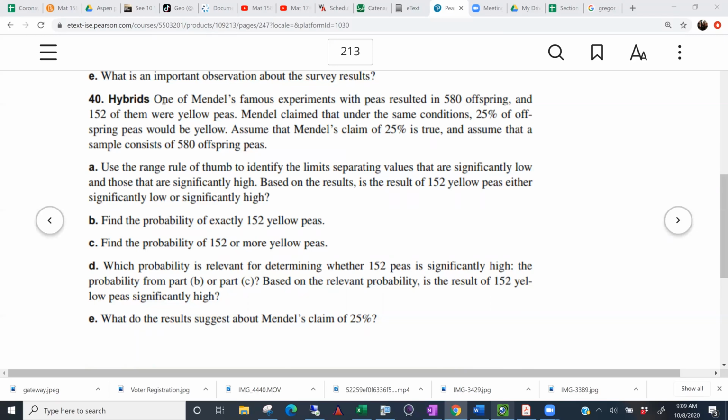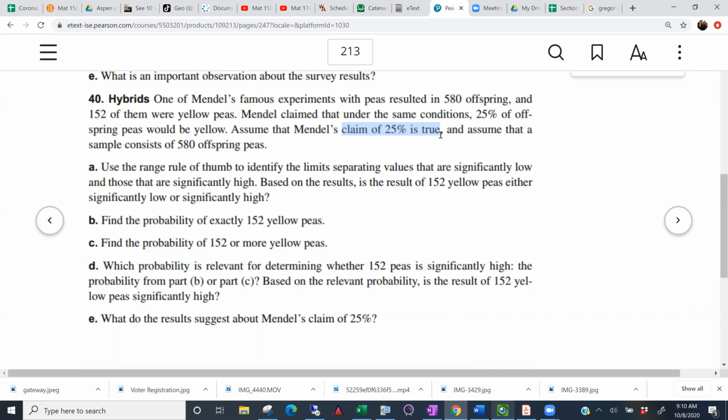Is there a fixed number of trials? Yes, 580. Are they independent? That one, we're going to have to assume that the results are independent from one offspring to the next. There are two outcomes, yes, either yellow peas or not yellow peas. And finally, the same probability. We're told to assume that Mendel's claim of 25% is true, so that would mean that there's a 25% chance throughout the experiment that you're going to get a yellow pea from the offspring.